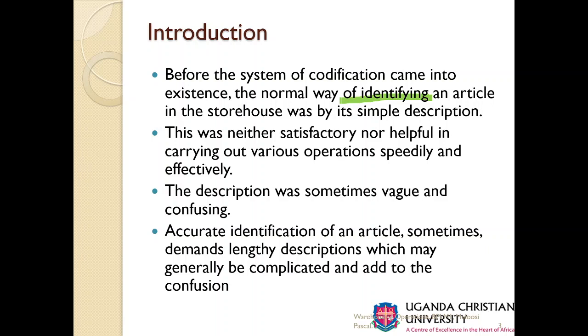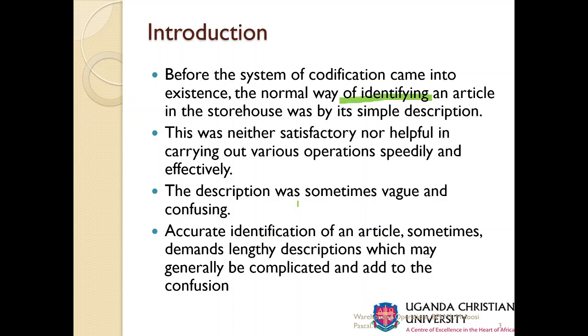Simply give it a simple description. How do you describe an item? At times, describing an item, you may give a vague description. We all have different understanding of things, and this may cause confusion. And that is why we need accurate identifications, and this is where codes come in. You don't need to have something very lengthy, something precise, and that is why we have codification.